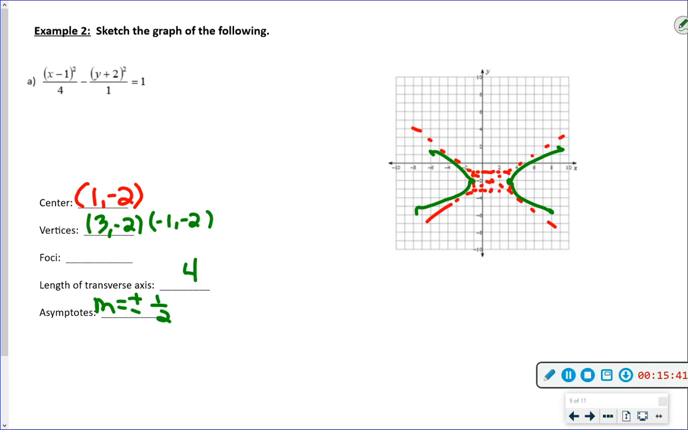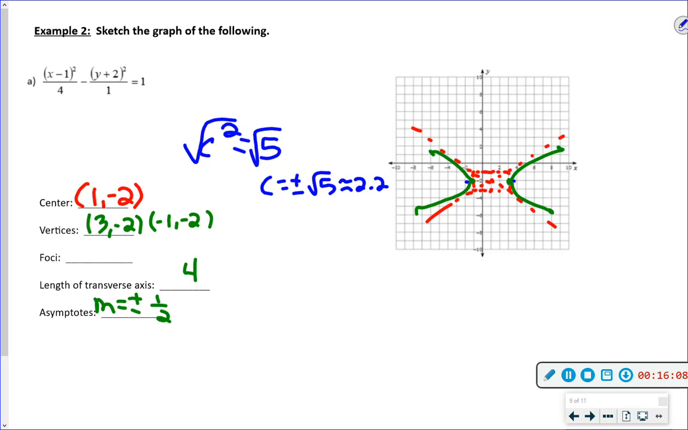And let's do the foci, c squared. And of course, remember, subtraction in the formula, so you need the opposite sign. I'm going to do addition. So I'm going to do 4 + 1. Square root that. And that, we've seen it a lot, about 2.2. So I'm going to count from the center, right 2.2. Ooh, that's close. And left 2.2.